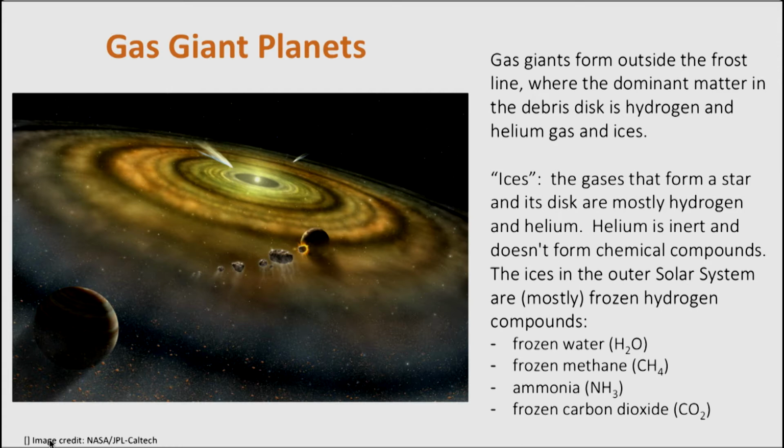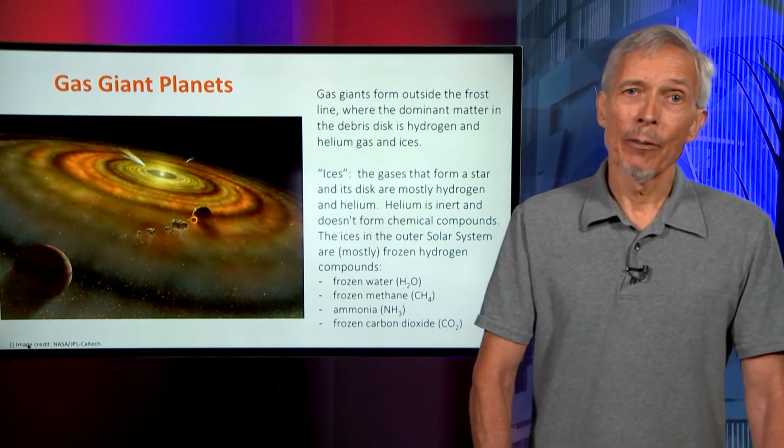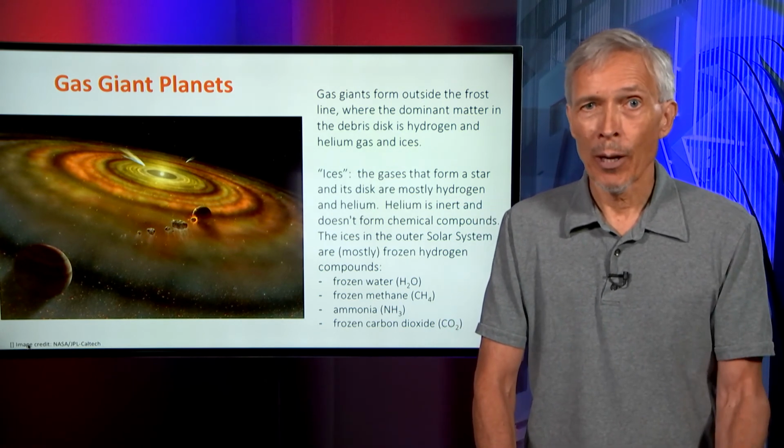Helium is inert and doesn't form compounds, so it is essentially remote from the processes of molecular clouds, molecular formation, and the formation of rocks and ices. The ices in the outer solar system are mostly frozen hydrogen compounds. Water vapor and ice particles are the dominant one, but also frozen methane, ammonia, and frozen carbon dioxide, or dry ice. And we see different amounts of these different ingredients in outer solar system bodies.